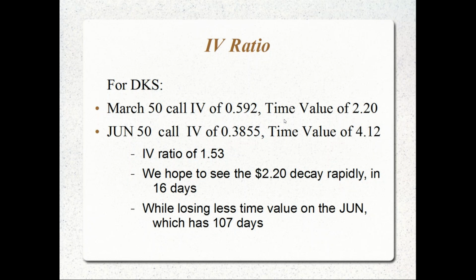Over the next 16 days to March expiration, I want to see a rapid time decay of that 220 in time value for the March 50 call. And I want to lose less in the first 16 days on the June, which has a time value of 415, 412, but has 107 days to expiration.